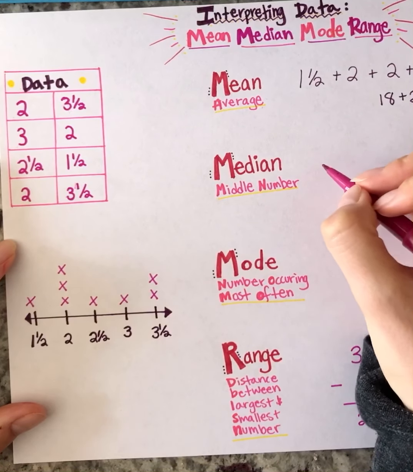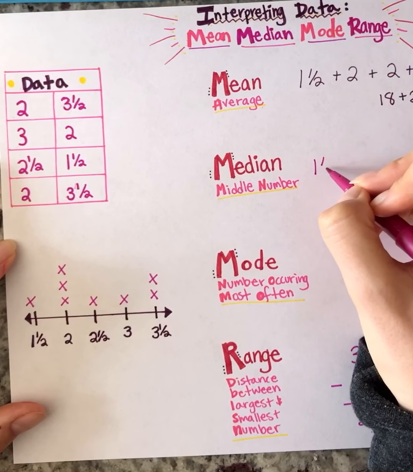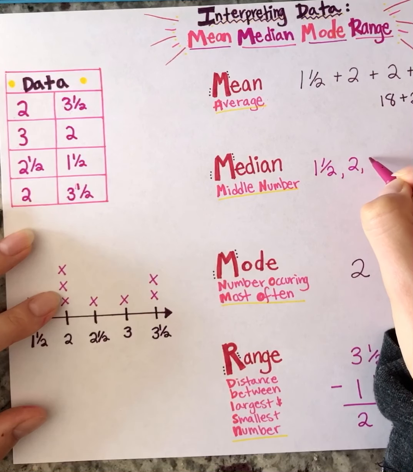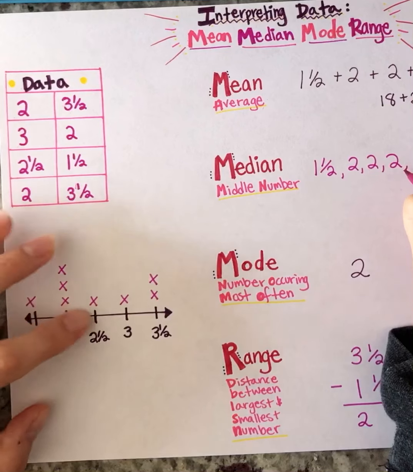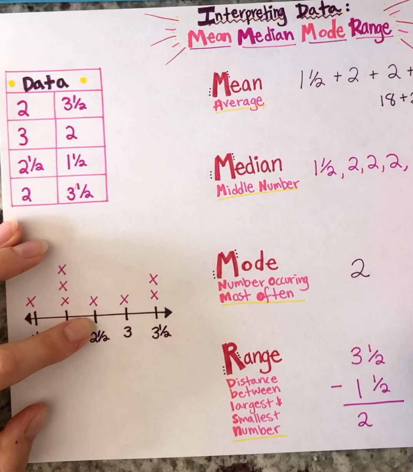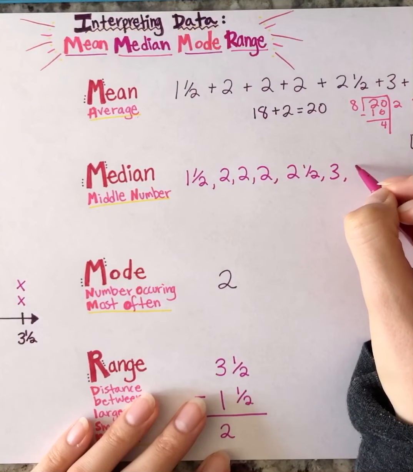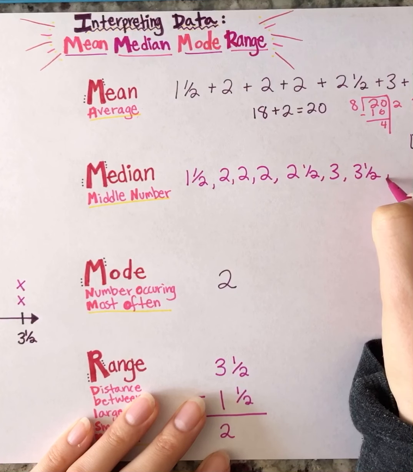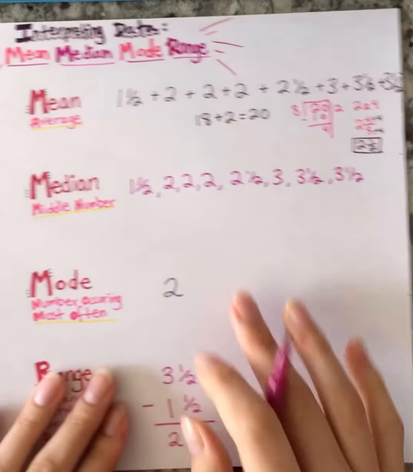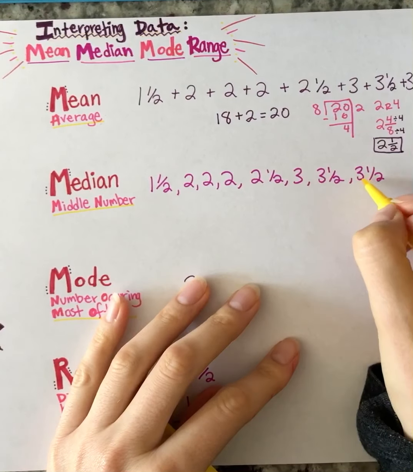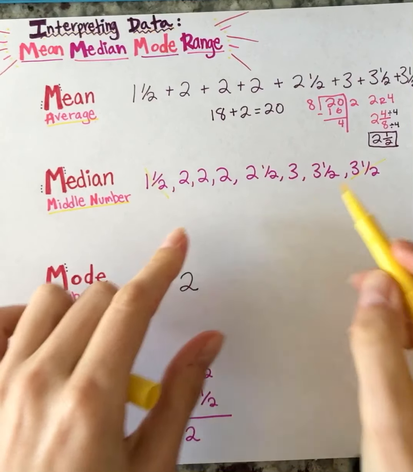So let's line up our numbers, our data points. We have 1.5, 2, 2, 2, 2.5, 3, 3.5, 3.5. So that is our data points lined up from least to greatest. So what I like to do is start from both ends and work our way in. We're getting towards the middle.